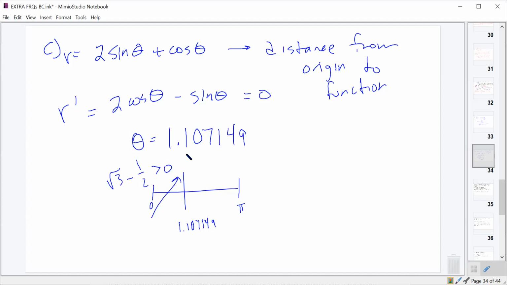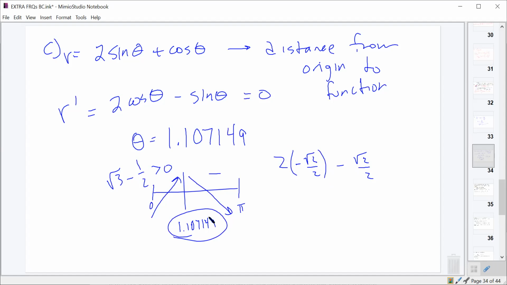That's definitely more than 1. So for 3 pi over 4, 2 cosine of 3 pi over 4 is, what is that? That's 2, and then the cosine of 3 pi over 4 is negative root 2 over 2. And then we've got minus sine of that, so that's minus root 2 over 2. Clearly this is going to be a negative minus some positive. That's clearly going to be negative, which tells us the function is decreasing. So we know it's a max at that value.